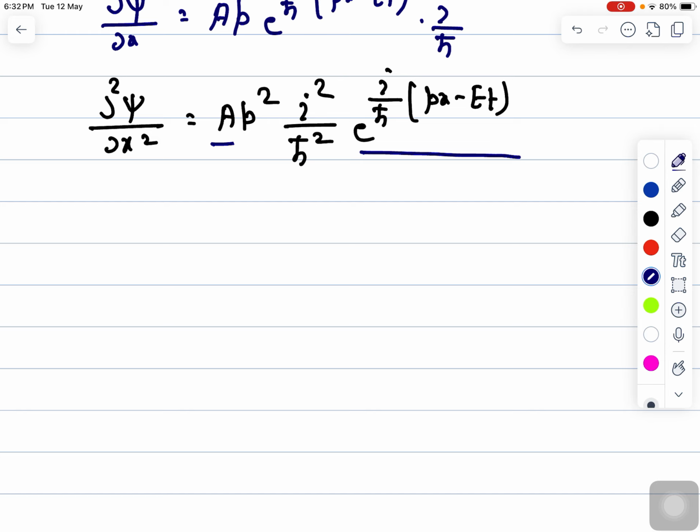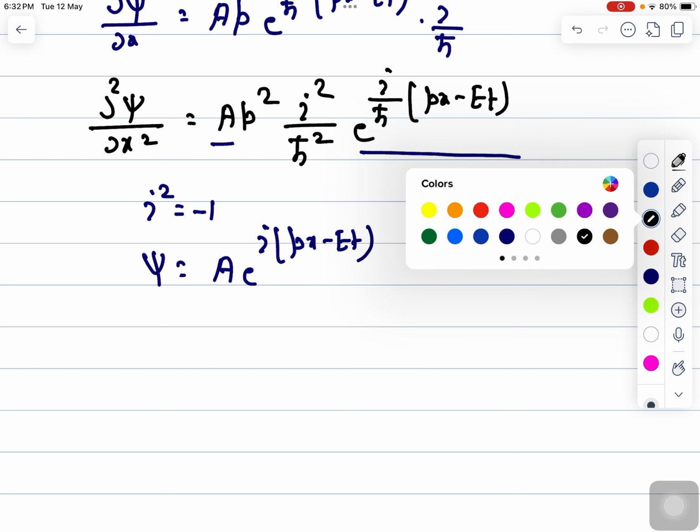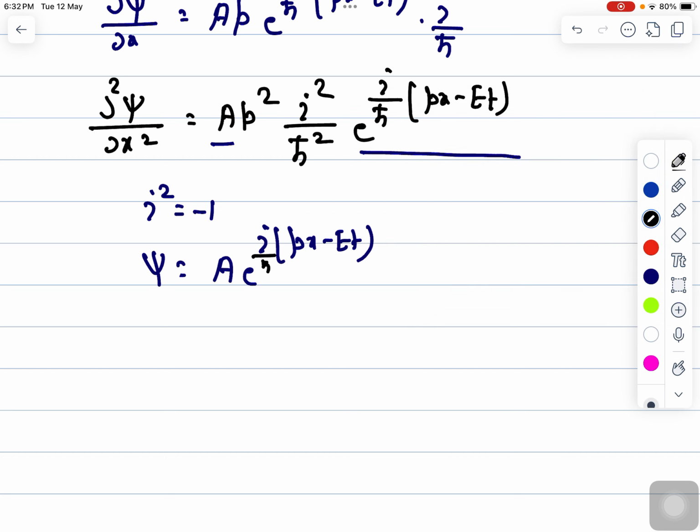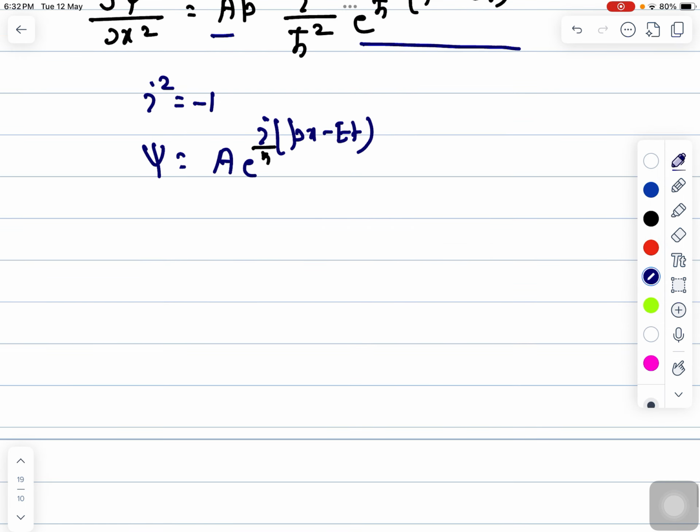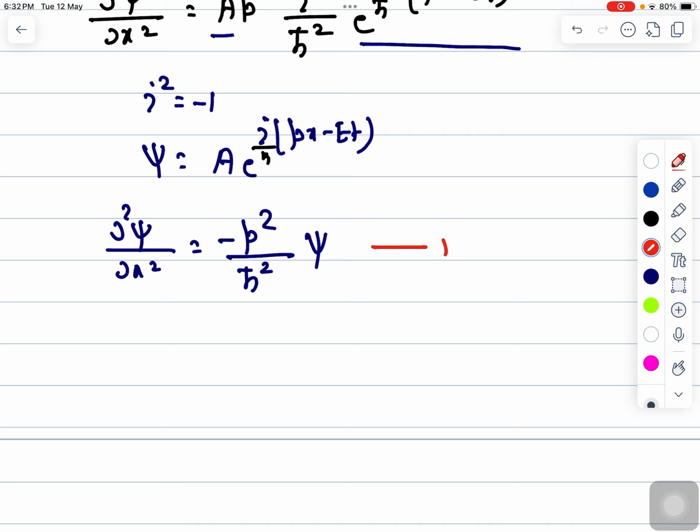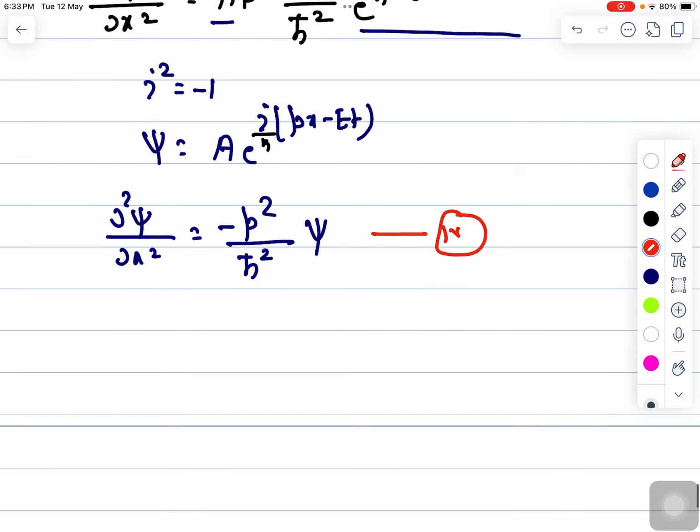So basically i square is minus 1, so i square will give you minus 1, and what is psi? Psi is equal to A e to the power i by h cut (px minus Et). Is that clear? So basically what do you mean by this? The value of del 2 psi by del x square will give you minus p square divided by h cut square psi. Let's say I am assuming this is my equation fourth.